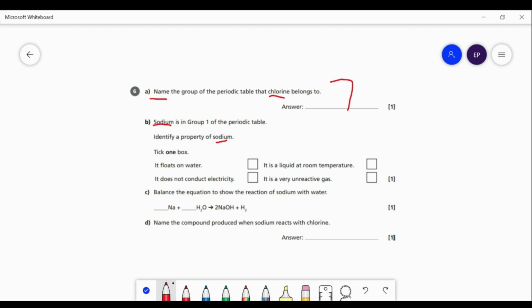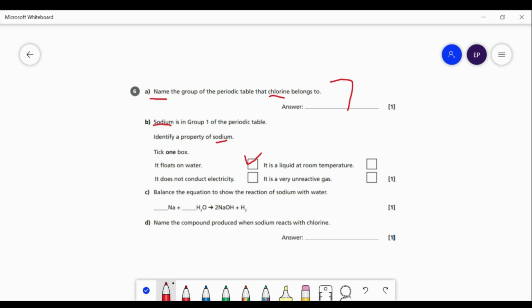The first one is that it floats on water. And sodium, along with lithium and potassium in group 1, are all low-density metals. They're less dense than water, so they will float on top of it. So that first answer does look like a good one. To be 100% sure, though, let's just check out the other answers.